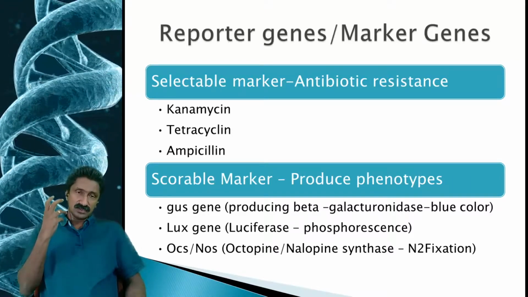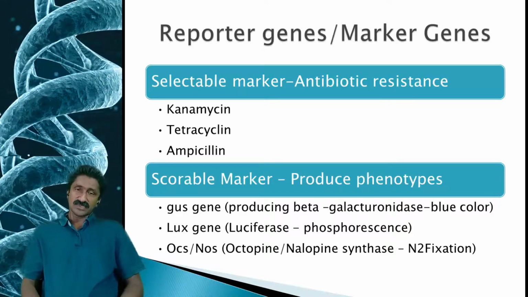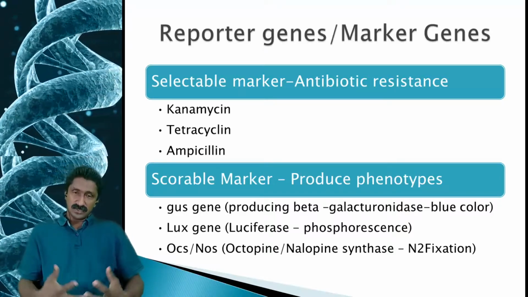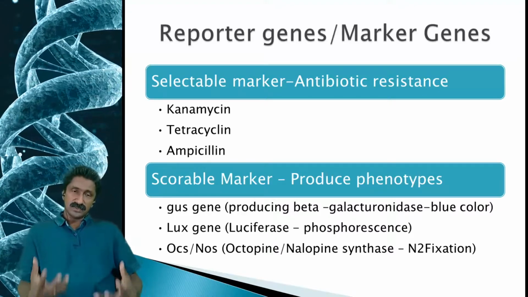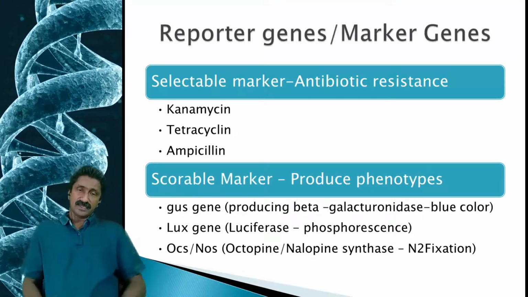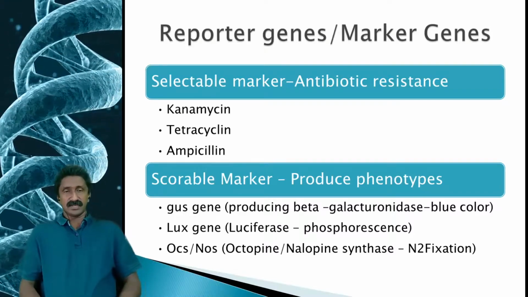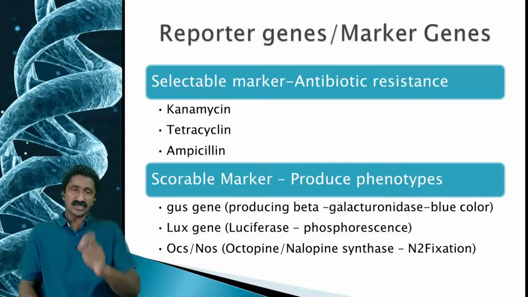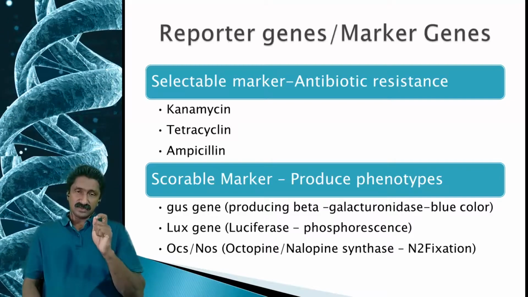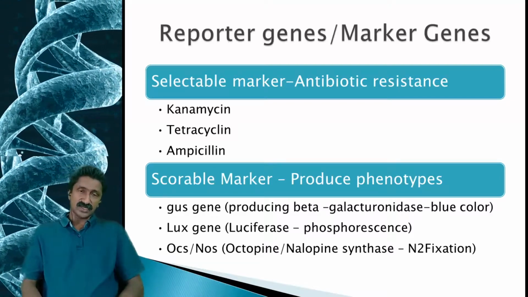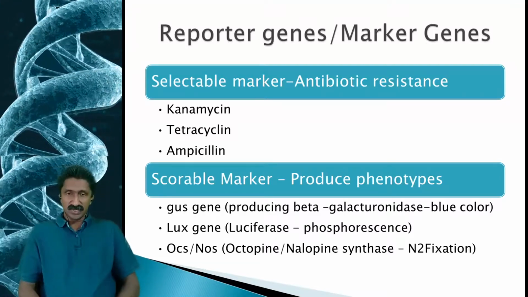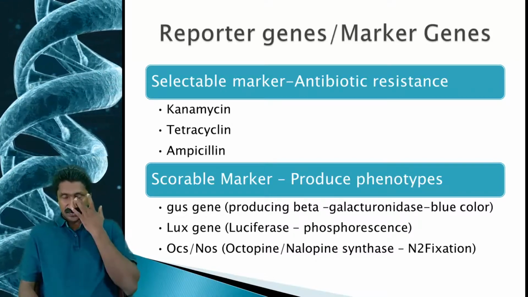Anyway, the basis of the antibiotic resistance based selection is that the cells that carry the plasmids with antibiotic resistance will survive in the antibiotic containing medium, based on which you can select the colonies that have incorporated that particular plasmid carrying the antibiotic resistance.